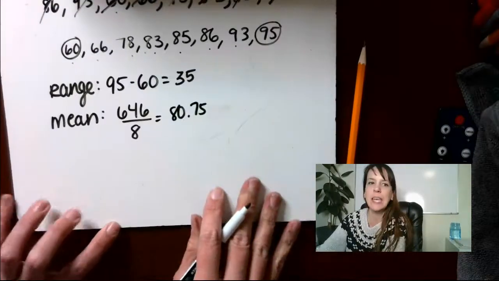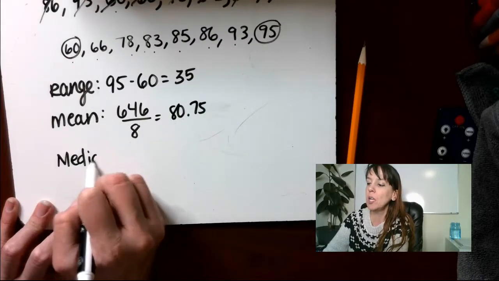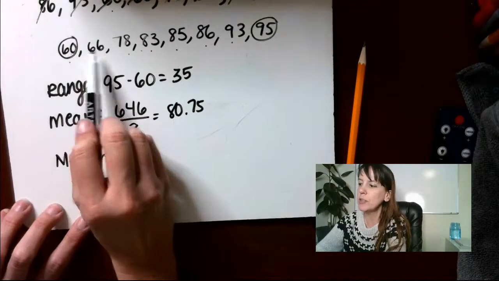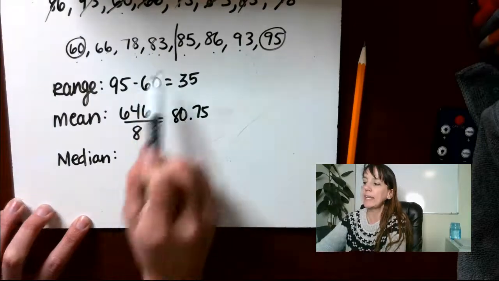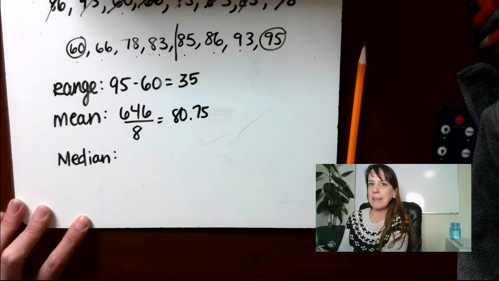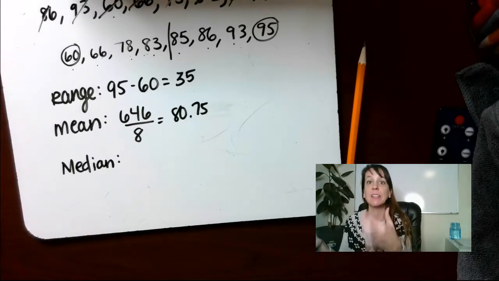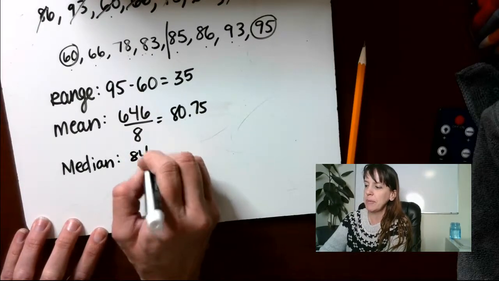All right, so then we also have to find our median, which is in the middle. Median, so 8 cut in half means 4 on either side, right? 1, 2, 3, 4. 1, 2, 3, 4. Here's a case where we have one in between. What comes in between 83 and 85? 84. But if you didn't know, you could add 83 plus 85 and then divide that number by 2. So 84 is our median.